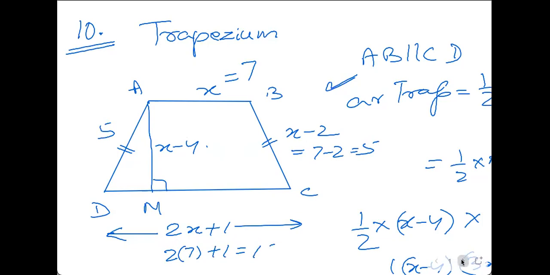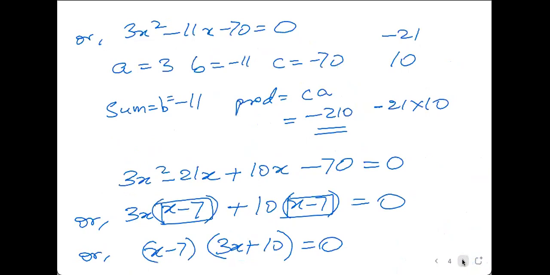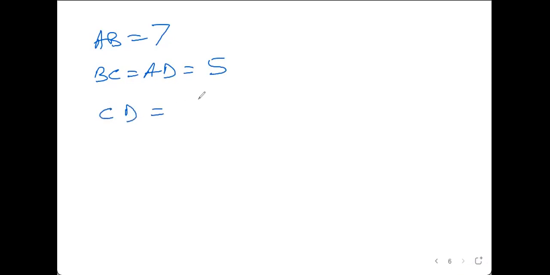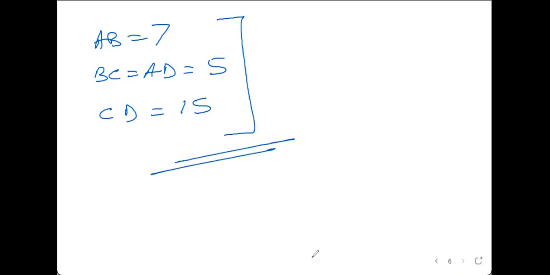So our final answer will say AB equals 7. BC equals AD equals 5. Then CD equals 2x plus 1, so 15. This is our final answer.